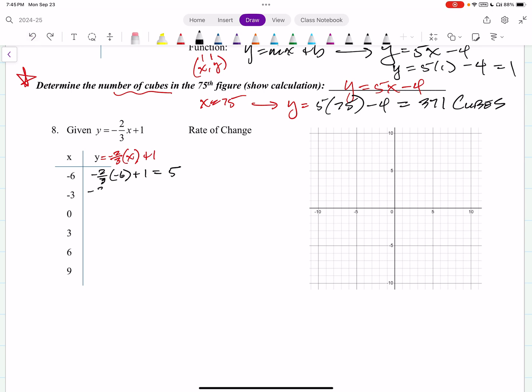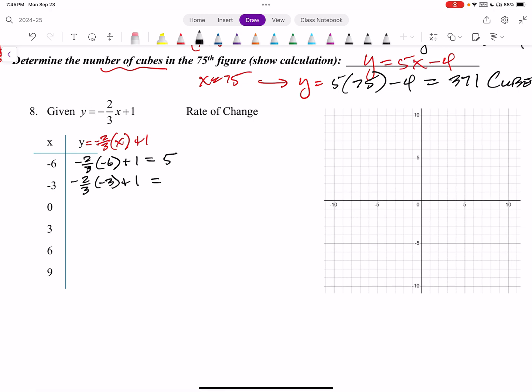And you just want to keep this going. So you substitute the next number in and you follow the order of operations, right? Negative 2 times negative 3 is 6, divided by 3 is 2, plus 1 is 3. Next one, 2/3 times 0 plus 1, that's got to be 1. So 2/3 times 3 plus 1, be careful here. Negative 2 times 3 is negative 6, divided by 3 is negative 2, plus 1 is negative 1.